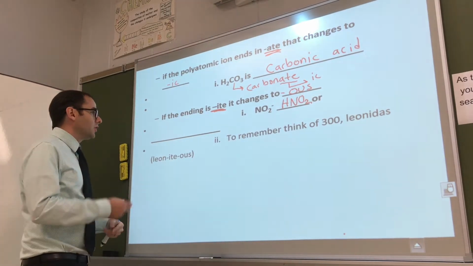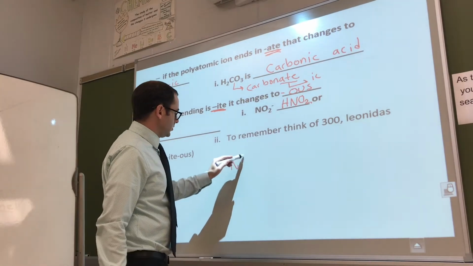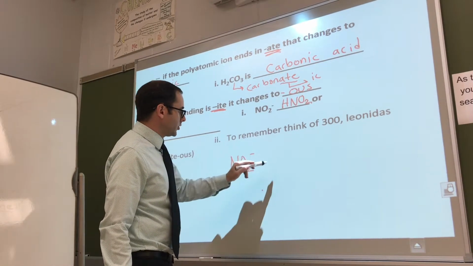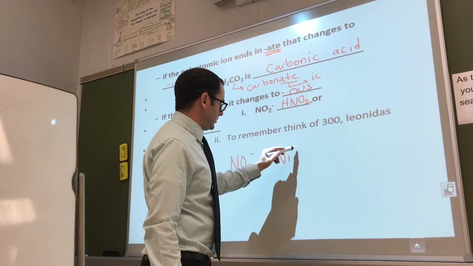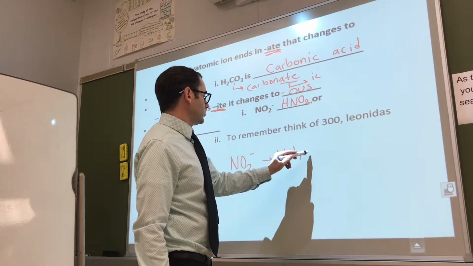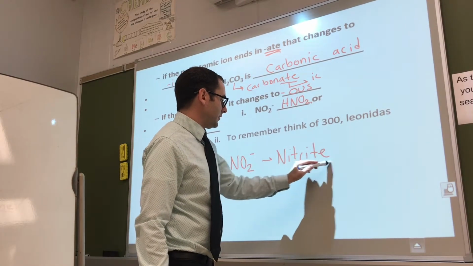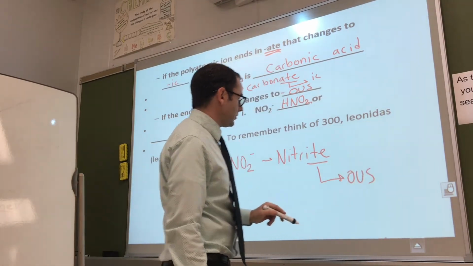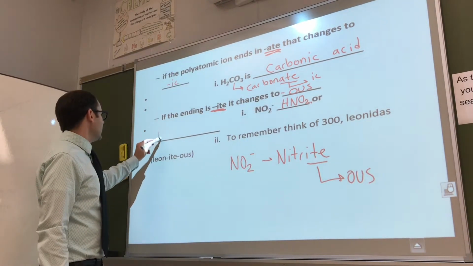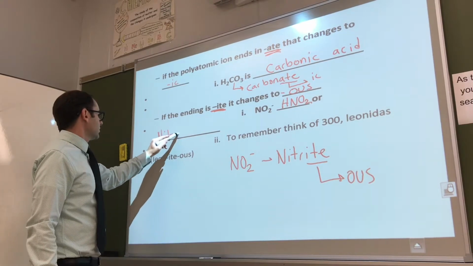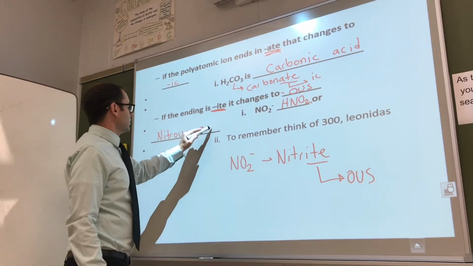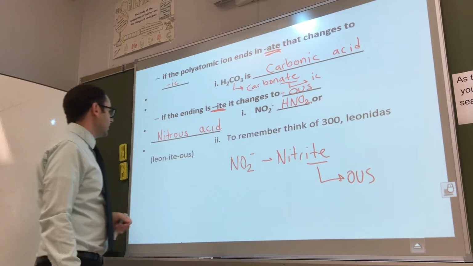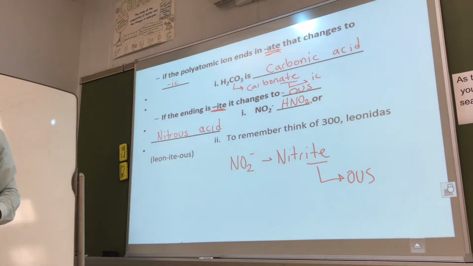All right, first of all, what's NO2? Good. So that's nitrite. And then, as you say, it's ITE changes to OUS. All right? So this would be nitrous acid. All right? Good?